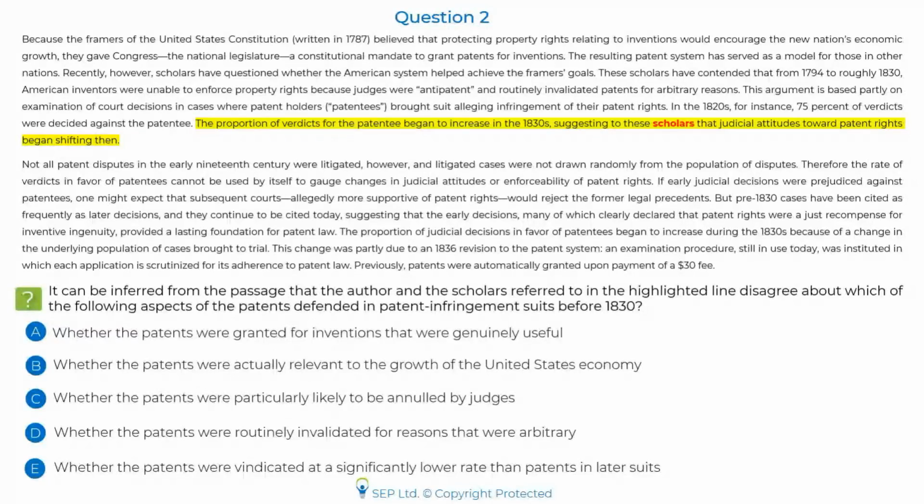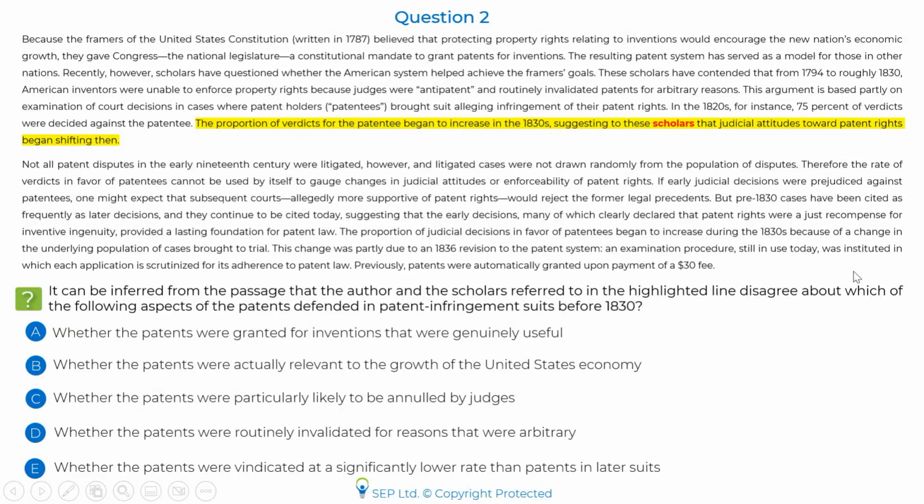Does the author disagree? No. If the author doesn't disagree, then how can E be the answer, guys? The question is asking you about the point of disagreement between the author and the scholars. So the point of disagreement is about the bias, about the anti-patent attitude. It is not about the proportion of verdicts. And therefore, the answer is not E but D.